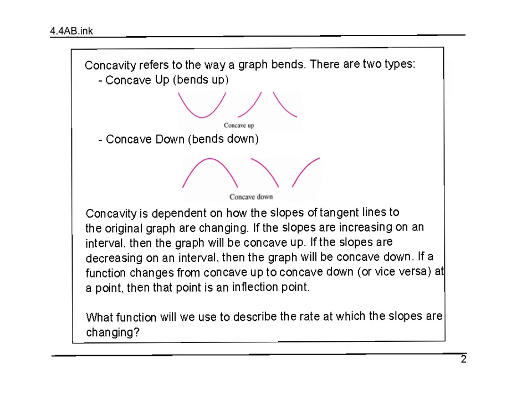Okay, so the second derivative is going to bring us to this conversation of concavity. And that's what this section is all about. So concavity refers to the way the graph bends. There are two types: concave up, includes the minimum; concave down, and that includes the maximum.